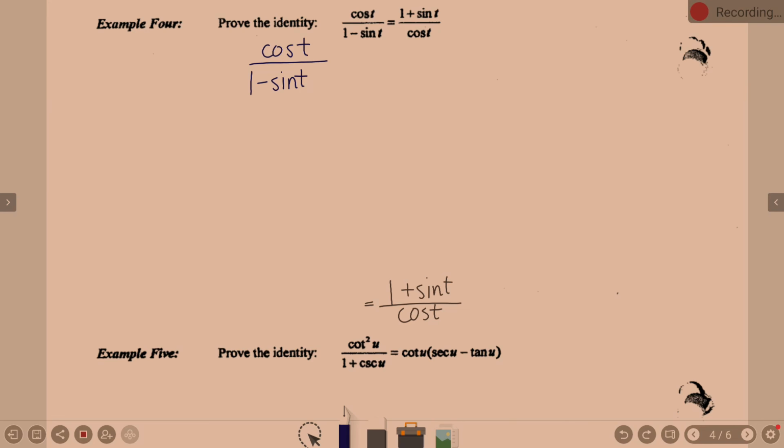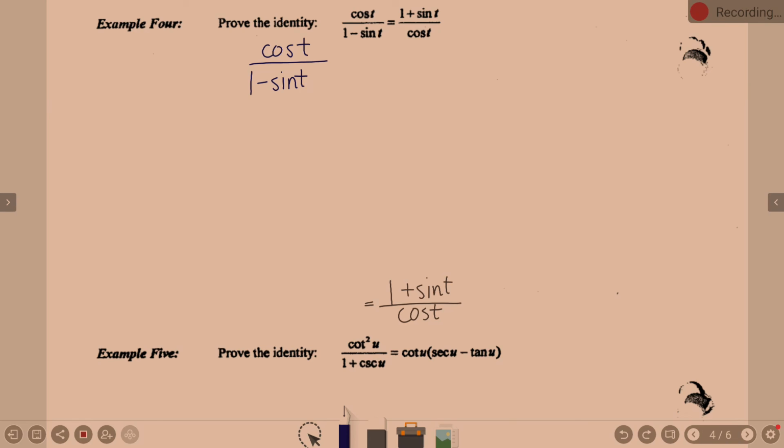This is an important one to show because of the first step. It's already in terms of sines and cosines. I can't think Pythagorean identity because that's not 1 minus sine squared. That's 1 minus sine. It's already one fraction, and in the end, it's going to be one fraction. So I can't really split that up with that denominator as is.